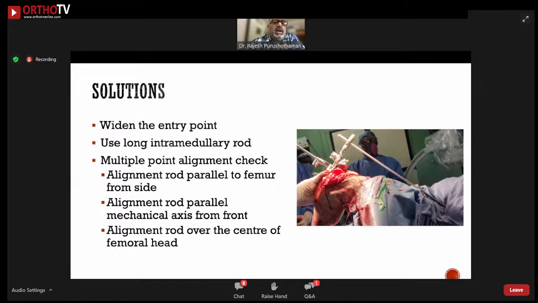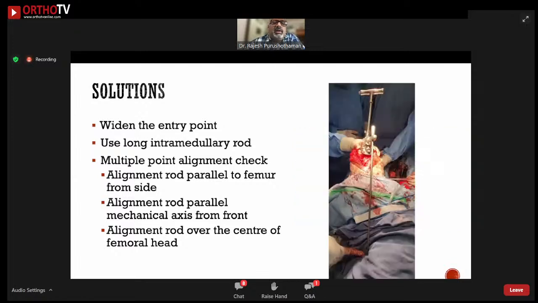So if you are looking from the side, the alignment rod should be parallel to the femur. And if you are looking from the top, it should be in the mechanical axis of the femur. And the alignment rod should be over the center of the femoral head. This will ensure that the cut over the distal femur is perpendicular to the mechanical axis.